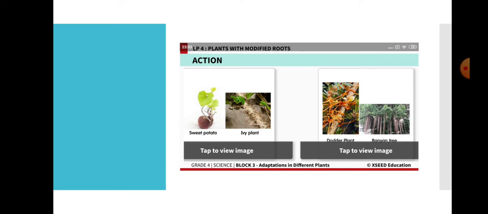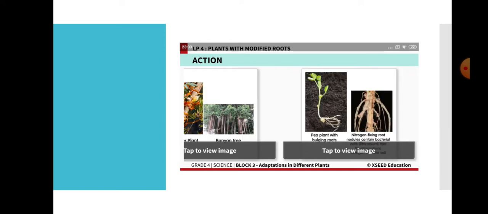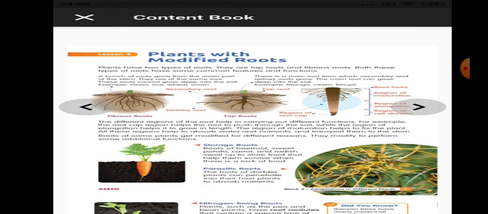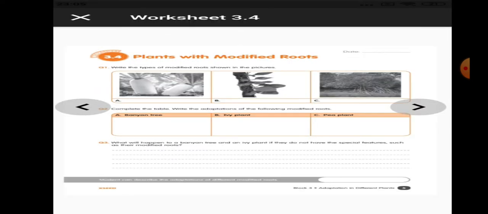Such plants where the roots are completely changed in their structure and even their function, that type of roots we are calling modified roots. So here, when you observe the modified roots, okay children.